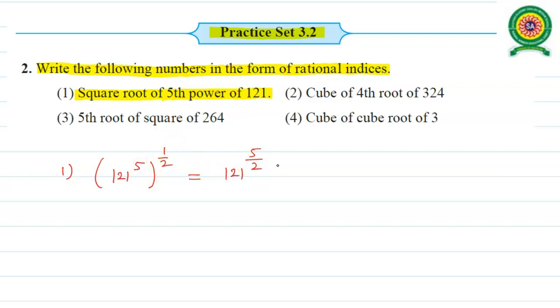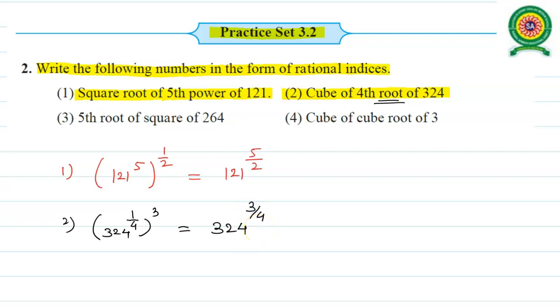Keep in mind. Look at the second sub question, cube of 4th root of 324. So we are having cube of whom? Cube means the power becomes an integer value, 3. 4th root of, that means root is used, so power becomes 1 by 4 now. Of whom? Of 324. We can write it as 324 to the power 3 by 4 also.